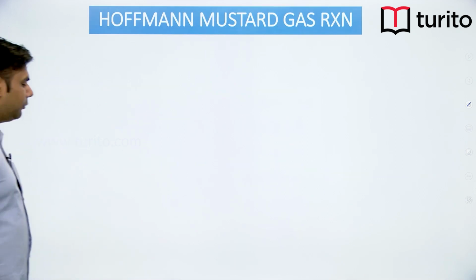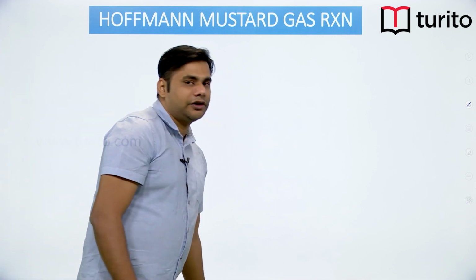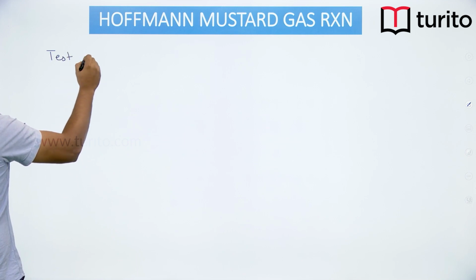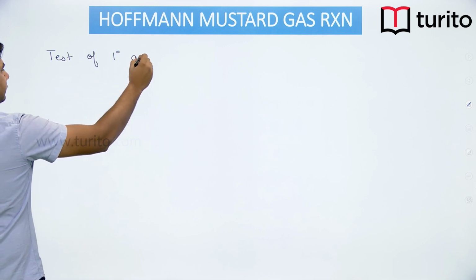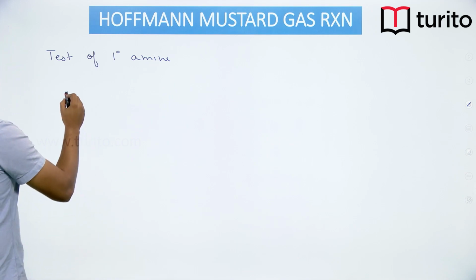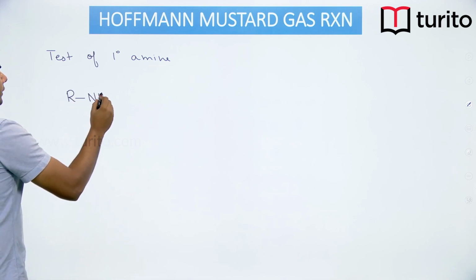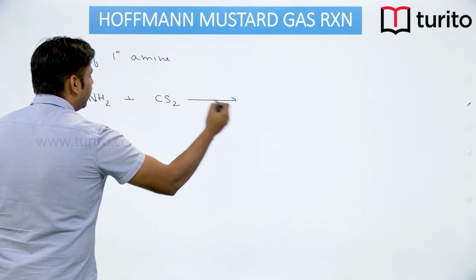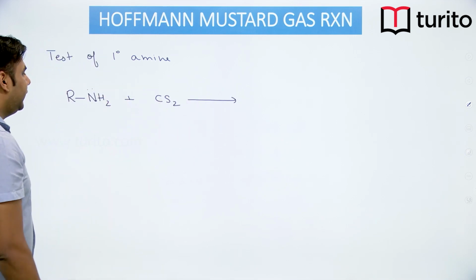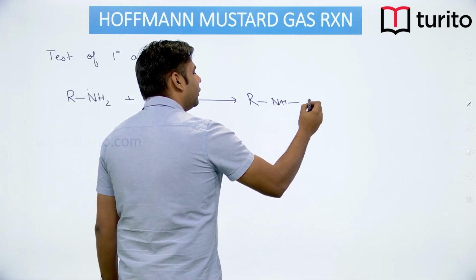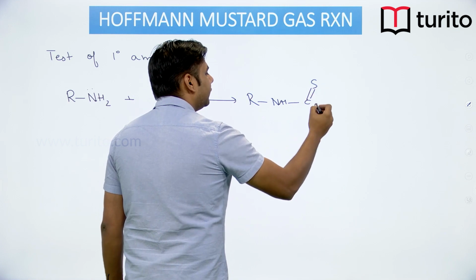Okay, next very important reaction is the Hoffman mustard gas reaction. Again, this is also a test of 1 degree amine. So when you take a 1 degree amine and react it with carbon disulfide, it will attack at the carbon and polarize the sulfur bond. So we will get something like this.